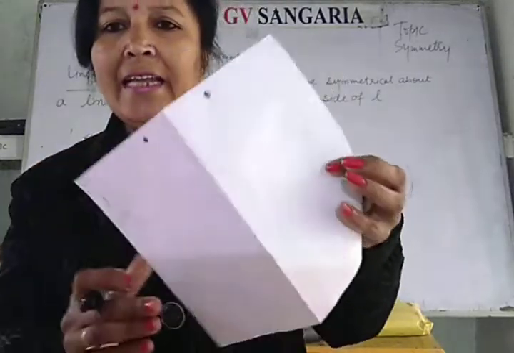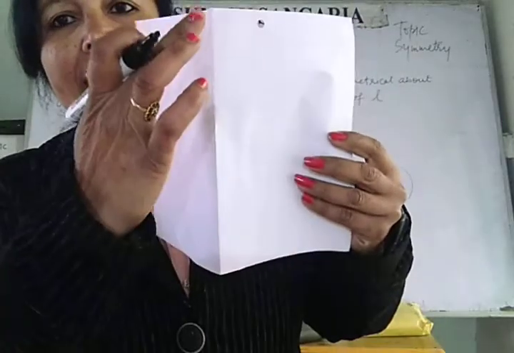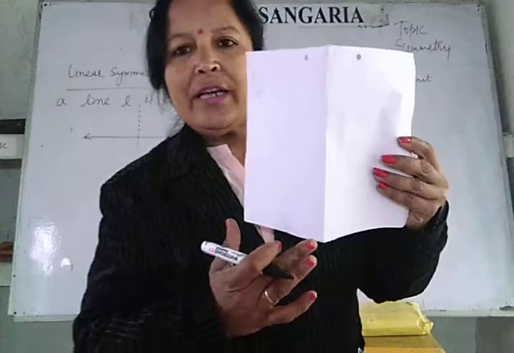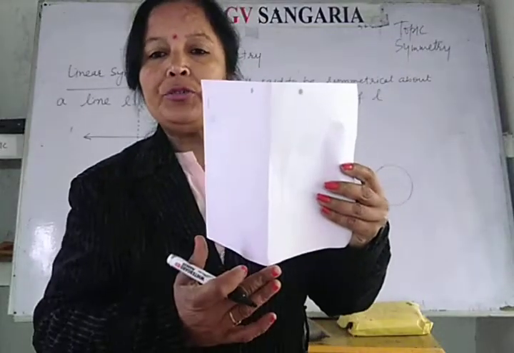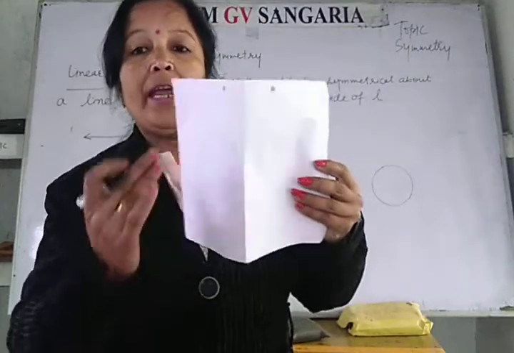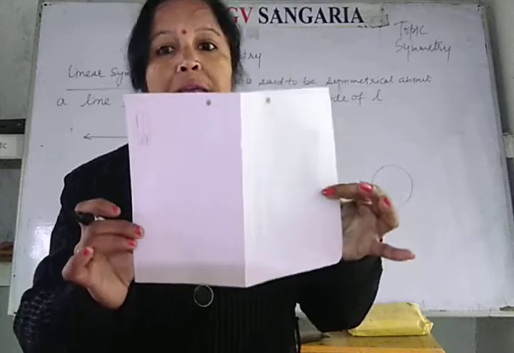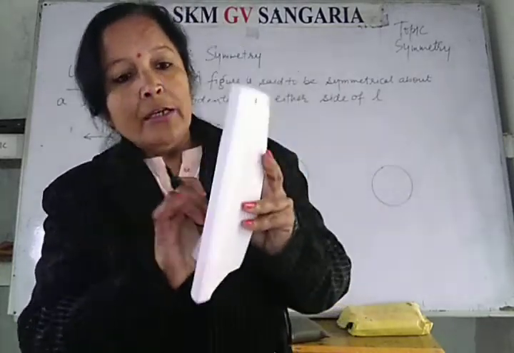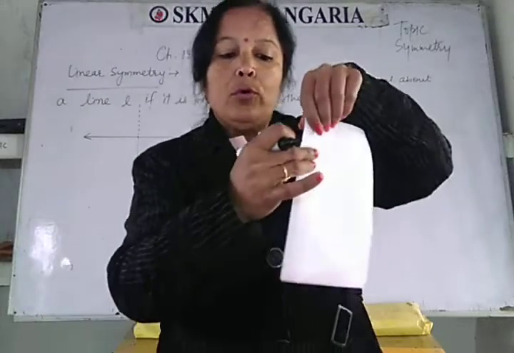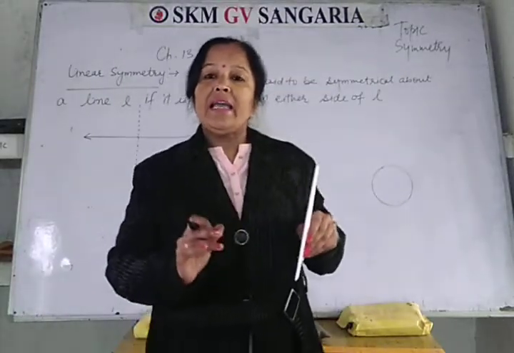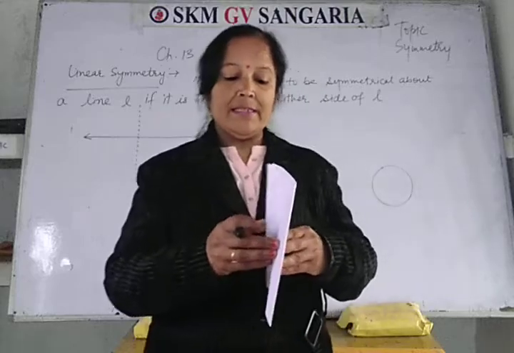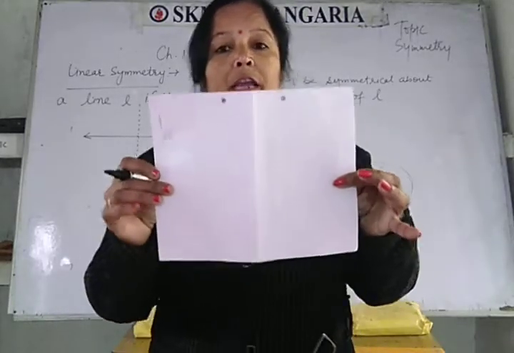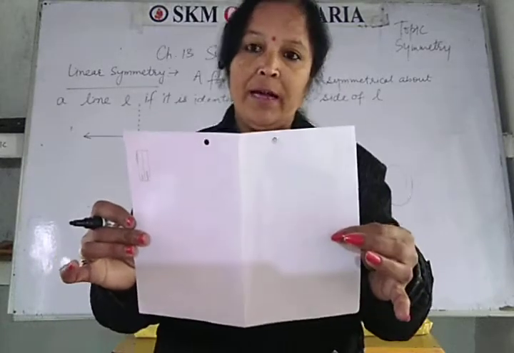Yes, I think you are finding this crease. Okay. So this crease, we can say, is the line of symmetry which is dividing this page into two equal parts. So a line of symmetry is the line which divides the figure into two equal parts.